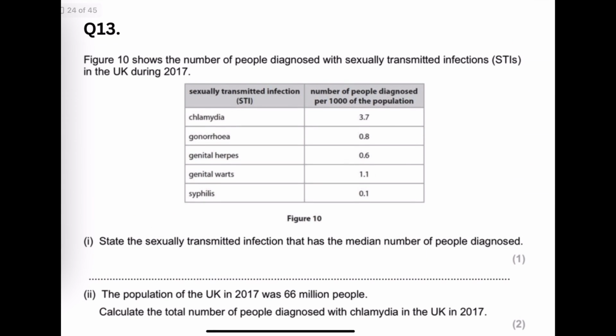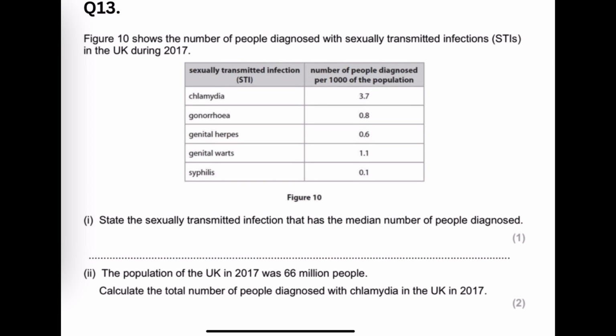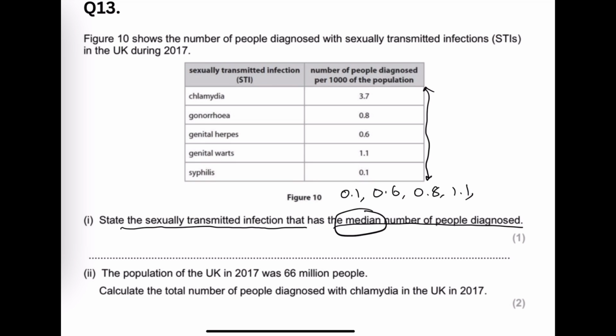So question 13, figure 10 shows the number of people diagnosed with sexually transmitted infections, STIs, in the UK during 2017. State the sexually transmitted infection that has the median number of people diagnosed. So how we find the median is that we take it from top to bottom, and then we just take the middle one. So we'll just take it from lowest to most: 0.1, 0.6, 0.8, 1.1, and 3.7. So then we take 1 from each side. The middle is 0.8. So they want us to state the name of it, so this would be that over there.